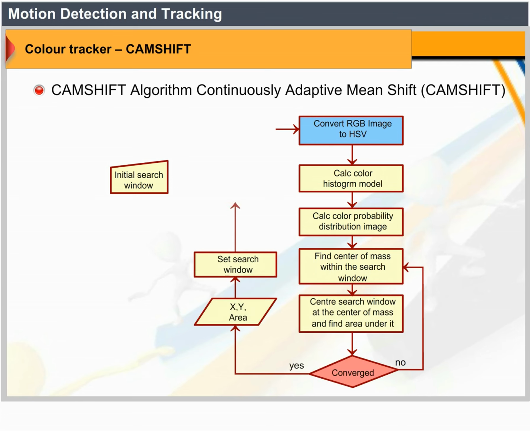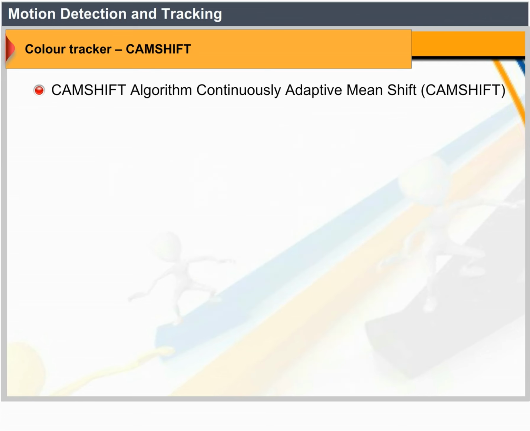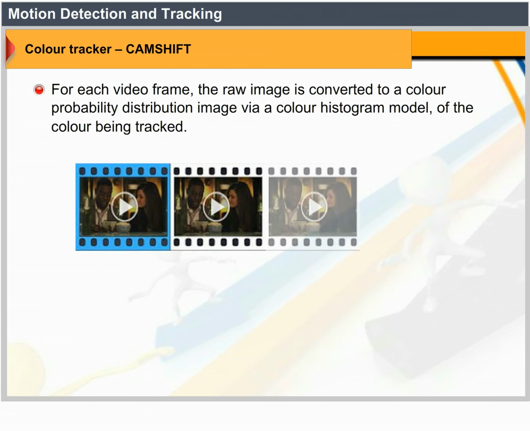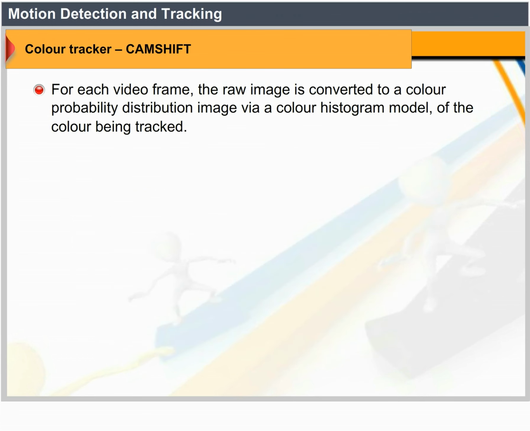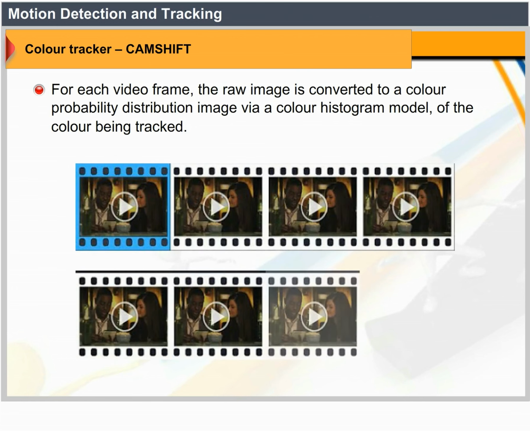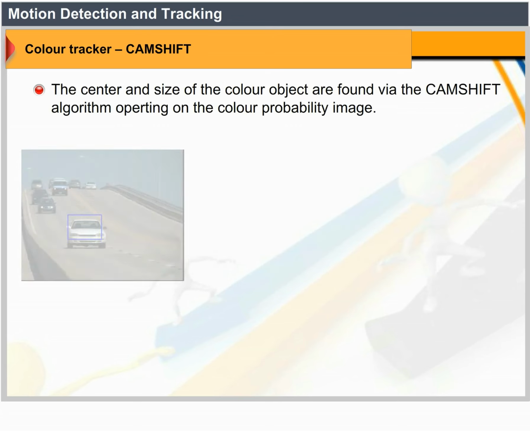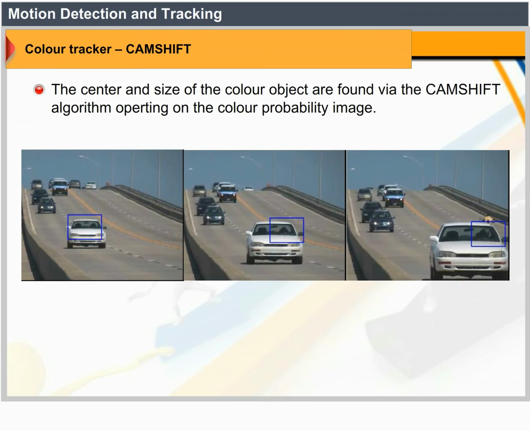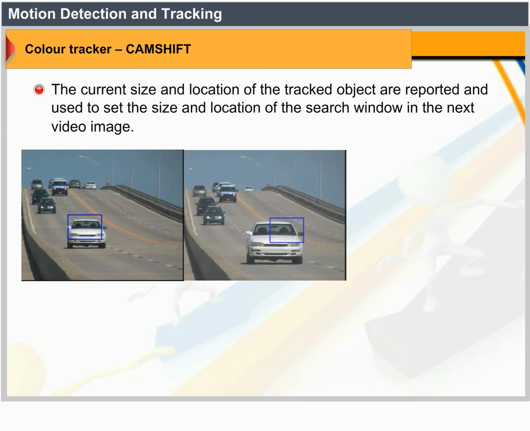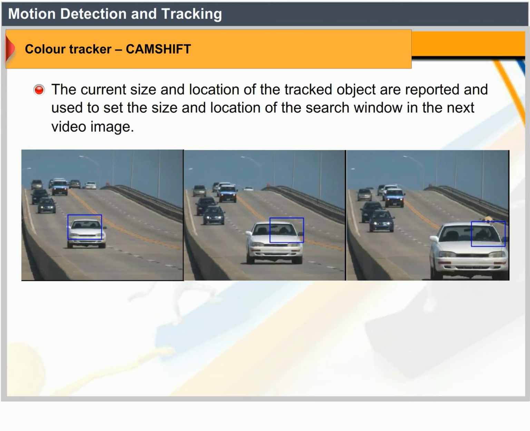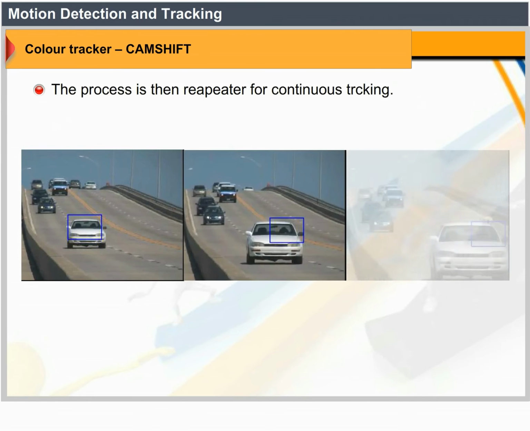Converged? Yes or no. For each video frame, the raw image is converted to a color probability distribution image via a color histogram model of the color being tracked. The center and size of the color object are found via the CamShift algorithm operating on the color probability image. The current size and location of the tracked object are reported and used to set the size and location of the search window in the next video image. The process is then repeated for continuous tracking.